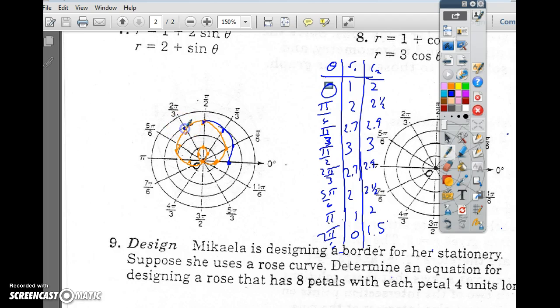2.9 would be here. Then 2.5. Wait, it goes to 3, right? That's 3. They touch here. So now down to 2.5. Then I go down to 2. Then I'm down to 1.5. Then I'm at 1.1. Then I'm at 1. Then I'm at 1.1. Then I'm at 1.5. I come in, make my cute little heart, make myself a cardioid.